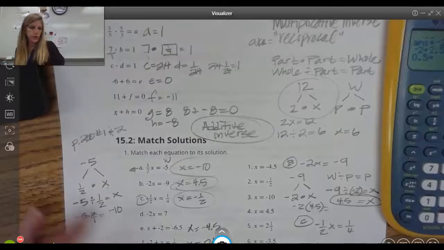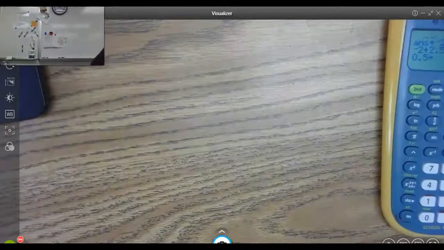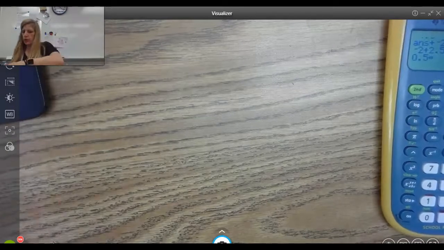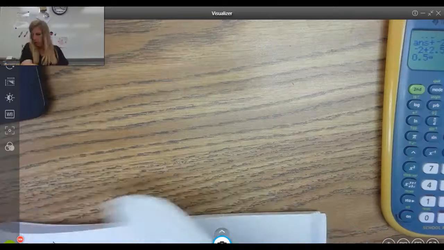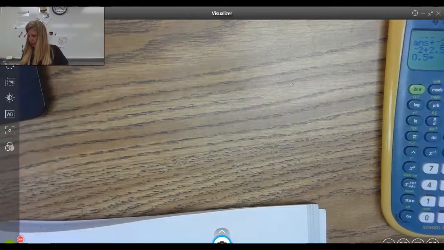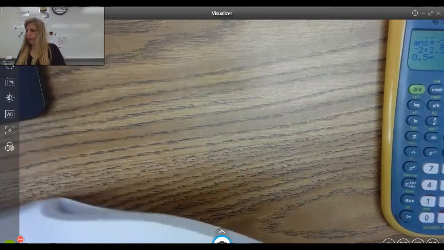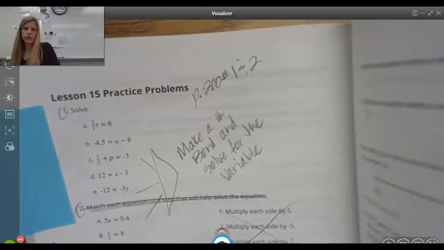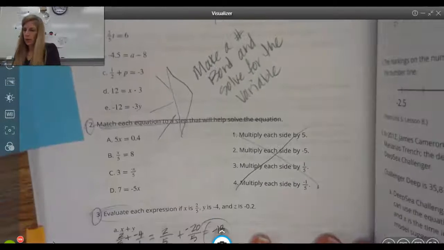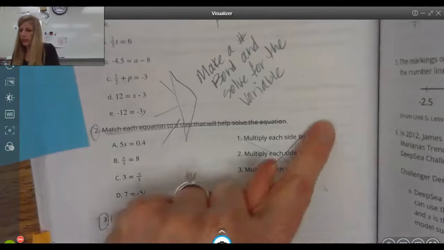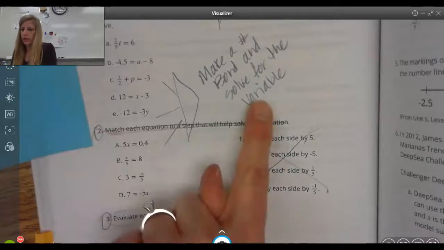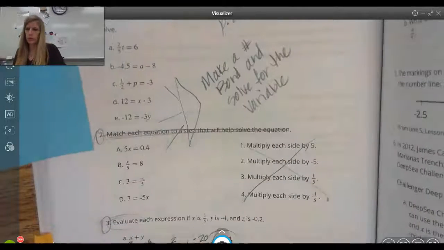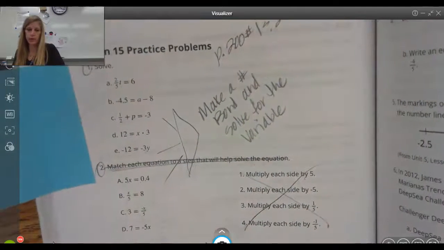All right, let's look at your homework assignment in your book. Turn to page 200. What you're going to do is pause the video after I get done explaining. You're going to cross this out and copy these instructions for page 200, number 1 and number 2. So pause the video and do that.